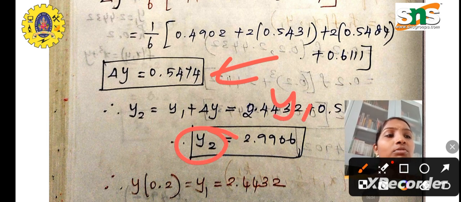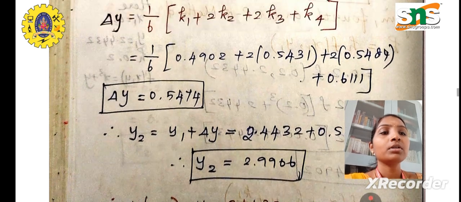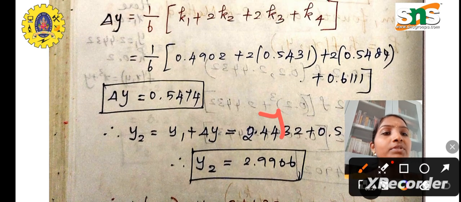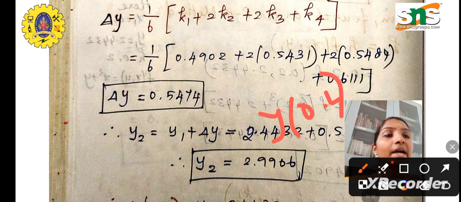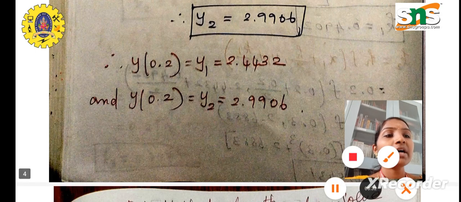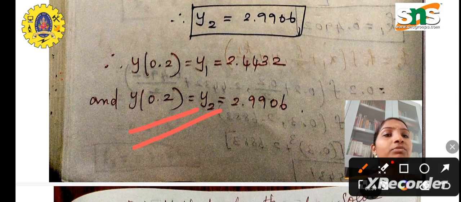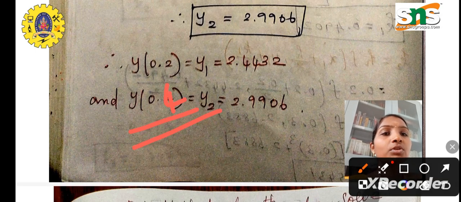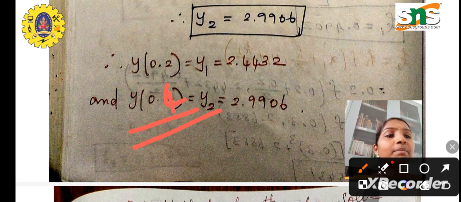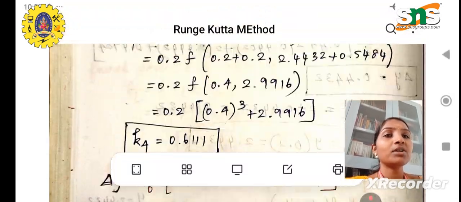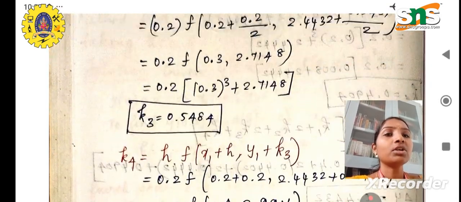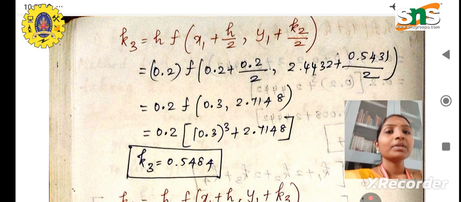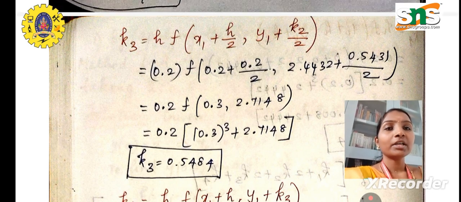So we have found y of 0.2 here, and later we have found y of 0.4 here. So this is 0.4, not 2. And this is how we implement the formula of Runge Kutta method to solve the first order ordinary differential equations. So this is what the Runge Kutta method is.